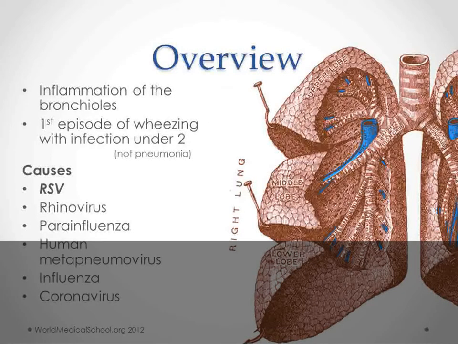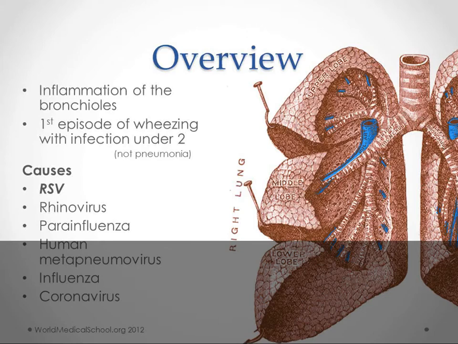So what is this? Sometimes we just call it an RSV infection because that's the major cause of it, but it's not the only cause. Really, the definition of bronchiolitis is inflammation of the bronchioles, and the clinical definition is usually just the first episode of wheezing with an infection under the age of 2. That's not pneumonia. So clinically, we don't actually assess if the bronchioles are inflamed. We just assume they are if the kids are wheezing and they don't have pneumonia.